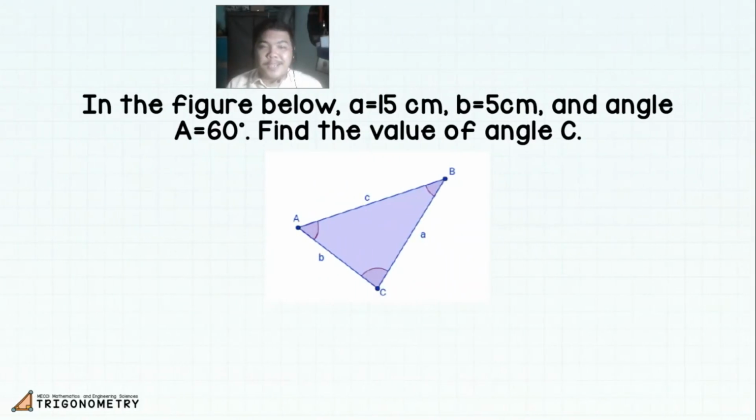So our next problem: in the figure below, where A is equal to 15 centimeters, B is equal to 5 centimeters, and angle A is equal to 60 degrees, find the value of angle C. This figure right here is an example of an irregular triangle, and we can find the angles and sides of it by using the law of sines and cosines.